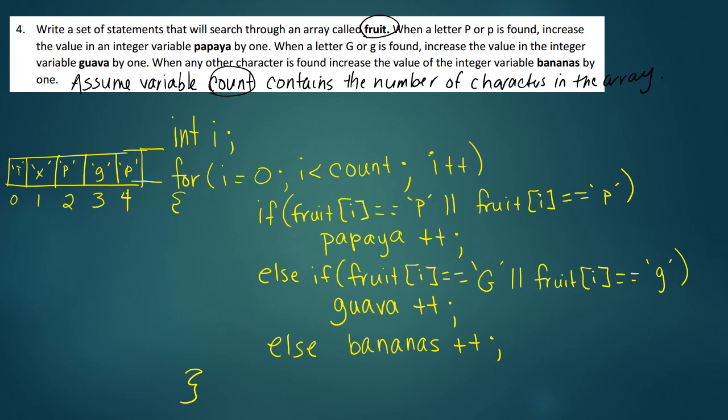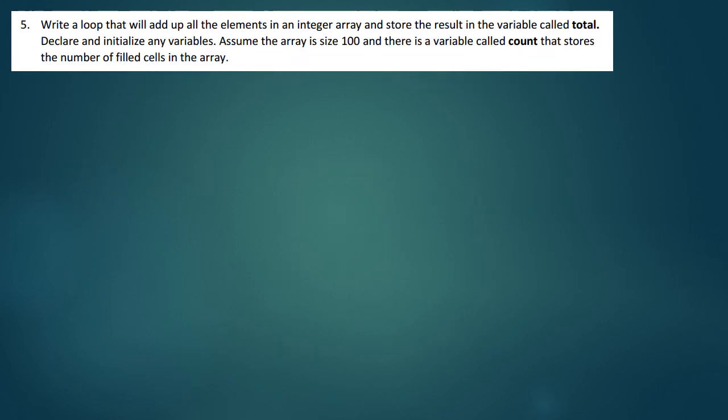Let's do one more question for this video. Question number 5. Write a loop that will add up all the elements in an integer array and store the result in a variable called total. So right now we know that this also doesn't ask for a function definition, but we know that we're going to need a total. It's an integer array. So we know that our total is going to have to be initialized to 0 because it's going to store a sum. We do not have the name of the array, so we can call the array array.